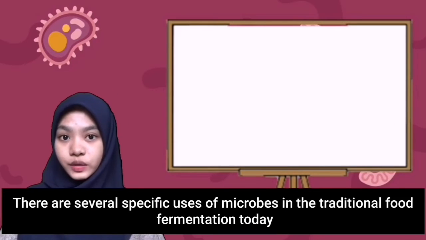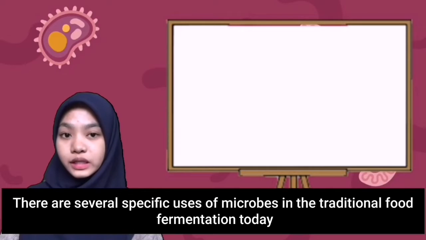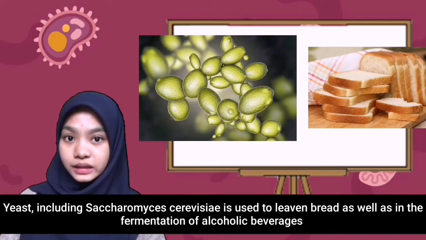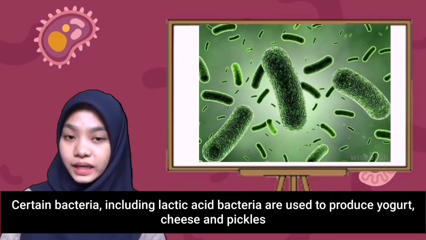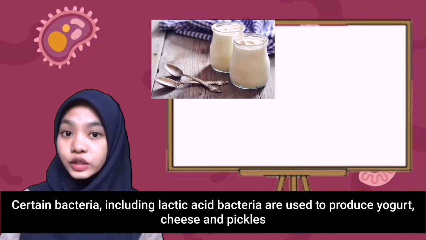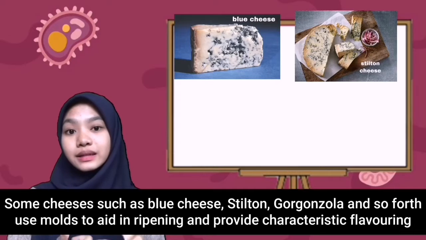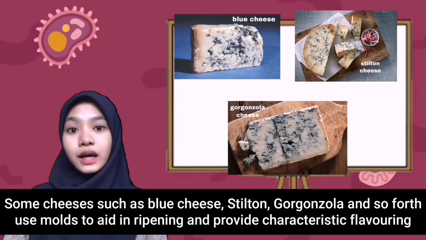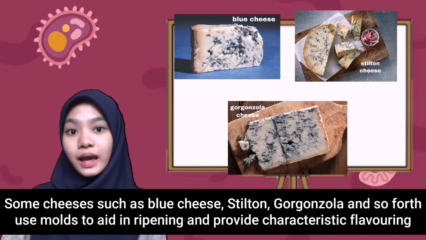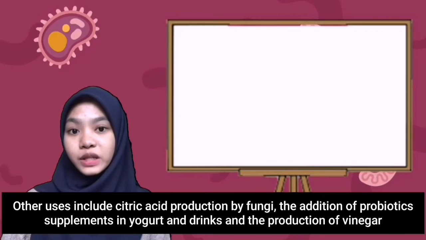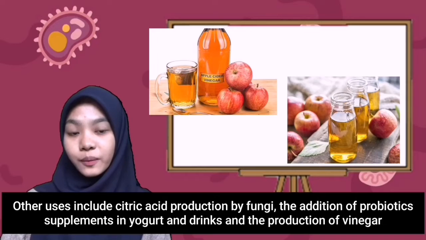There are several specific uses of microbes in the traditional food fermentation today. Yeast, including Saccharomyces cerevisiae, is used to leaven bread as well as in the fermentation of alcoholic beverages. Certain bacteria, including lactic acid bacteria, are used to produce yogurt, cheese, and pickles. Some cheeses, such as blue cheese, Stilton, Gorgonzola, and so forth, use molds to aid in ripening and provide characteristic flavoring. Other uses include citric acid production by fungi, the addition of probiotic supplements in yogurt and drinks, and the production of vinegar.